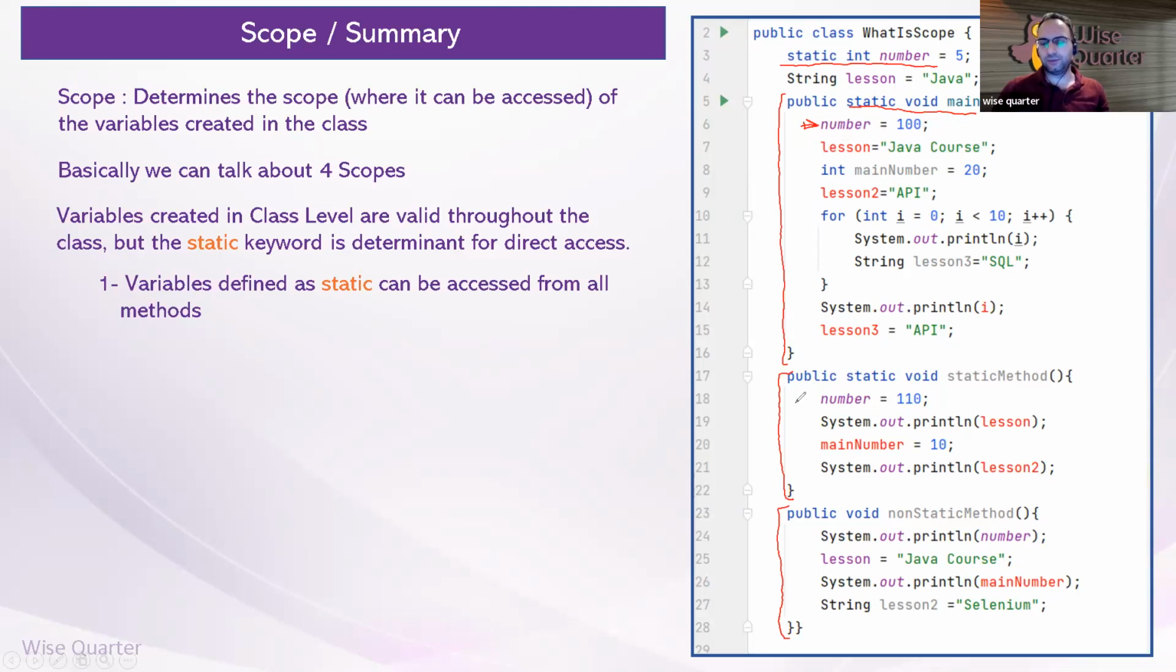The next number is here. In a normal static method, it's very similar to the main method, and we can change or reassign it. There are no red underlines, so we can use it. What about the normal non-static method? Again, I can print the value of the number. The thing is, I can reach it. If it is static and class level, it means it can be used from everywhere. If it is static, you can use it everywhere.